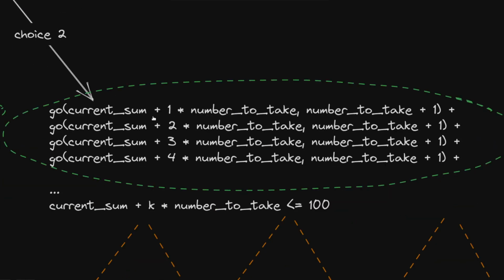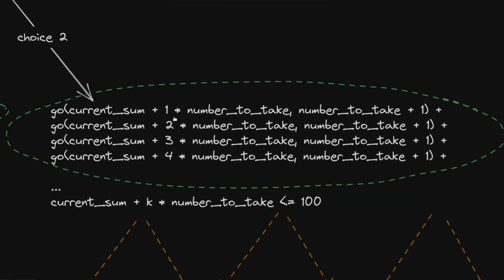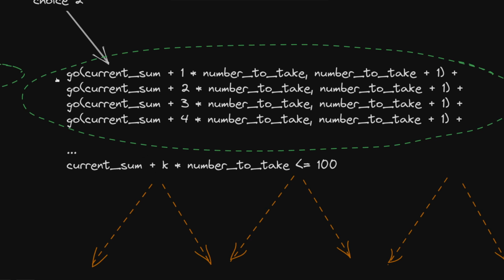Second choice is to take this number at least 1 time. So if we can take it 1 time, 2 times, 3 times, 4 times, and depending on that our current sum will be changed. So if we take it 1 time, our current sum will be current sum plus that number, or twice, thrice, or let's say k times we have taken it. And again the next number that we want to try will be the +1 of the current number that we were trying. So this is the basic idea.